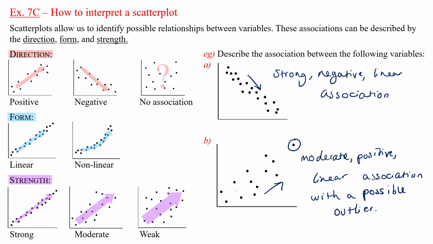So that's all for today's lesson. To interpret a scatterplot, you need to describe it in terms of strength, form, and direction. Identify any outliers if you can spot them. Just be aware that strength is a little bit subject to interpretation at this point in time, okay?